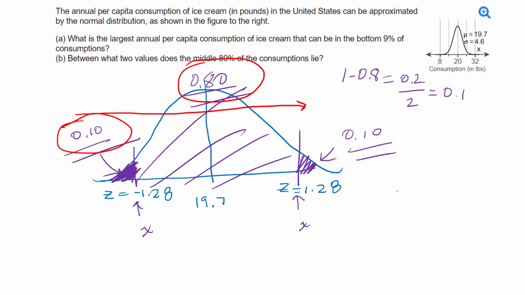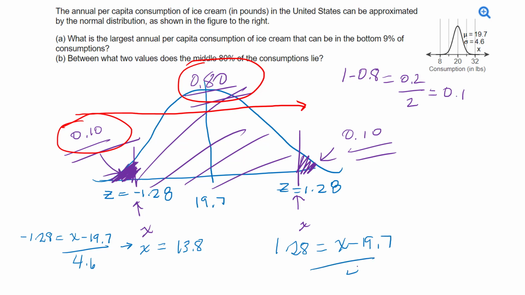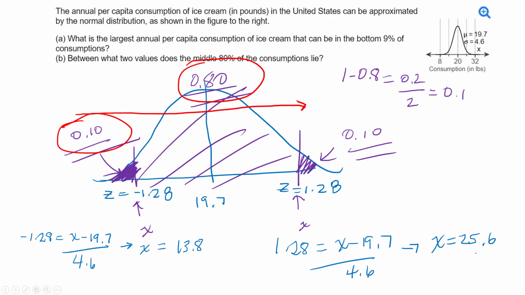And then you just do exactly like we did on the other. We're going to solve for x. So negative 1.28 equals x minus 19.7 over 4.6. And I'll leave it to you to go through the same steps we just did to get x equals 13.8. And then over here doing the same thing, but a positive 1.28. x minus 19.7 divided by 4.6, and you should get x equals 25.6. Oops, I didn't mean for that to go away. 25.6.